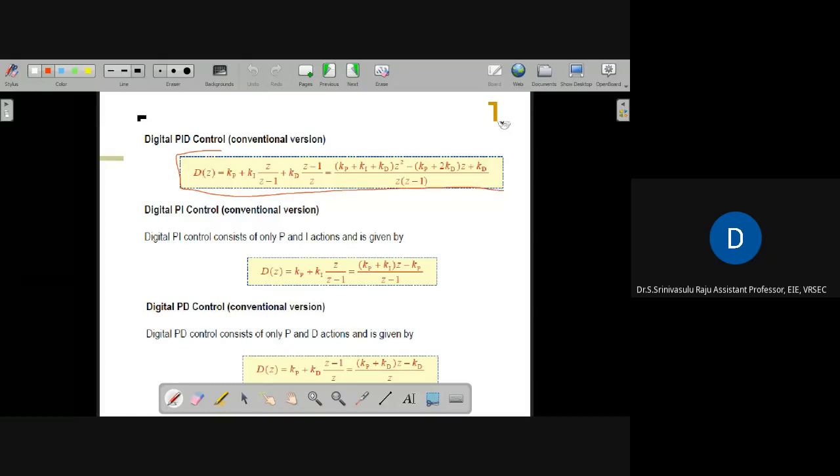Digital PID controller. Now you can see how big it is; we have not seen this earlier. So (Kp plus Ki plus Kd) Z square minus (Kp plus 2 Kd) Z plus Kd, divided by Z minus 1. If you want to implement the PID algorithm in real time, you should use this equation. And this is nothing but the digital PI: P plus I, so Kp plus Ki. And PD, P plus D: Kp plus Kd. So we have the transfer functions of PID, PI and PD in discrete mode.